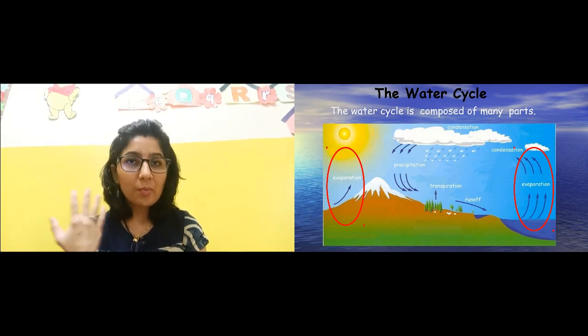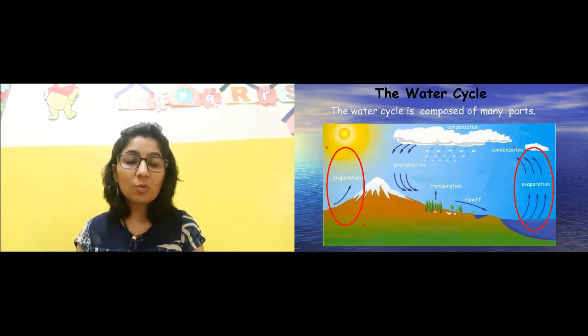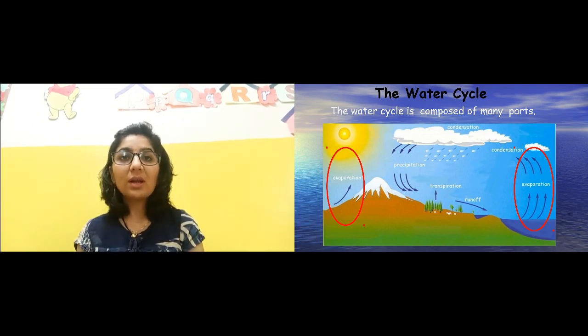Is there something up there? Is there something in the sky from where the water comes? No, it is the water from our surface only. So how does this happen? What is this cycle about? So let us see about the water cycle. So let us start with it.